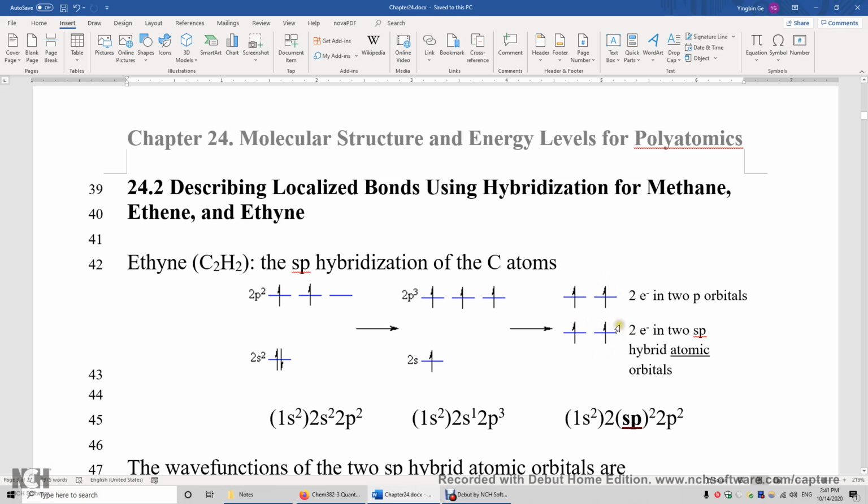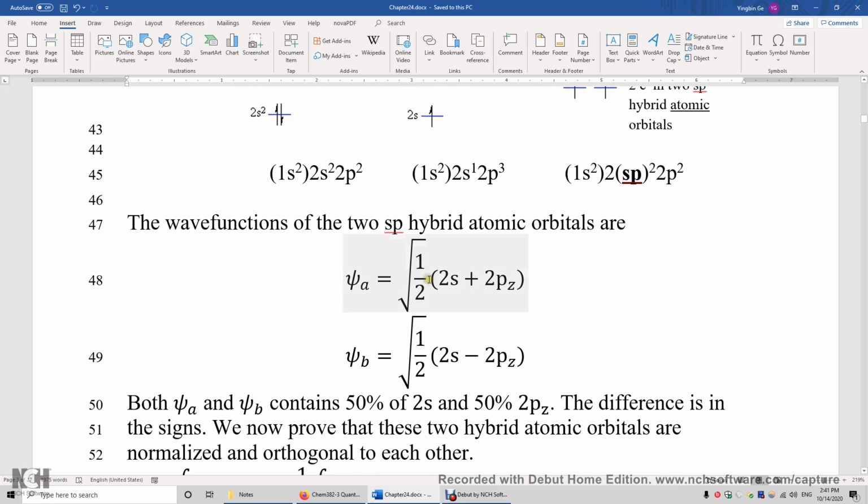Now I want to emphasize this. After hybridization, these two are still atomic orbitals. They are not molecular orbitals. They are hybrid atomic orbitals centered on the carbon atom. Now I'm going to give you the wave function of the two sp hybrid atomic orbitals. It's simply 2s orbital plus 2pz orbital and 2s orbital minus 2pz orbital. The square root of 1/2 is the normalization factor.